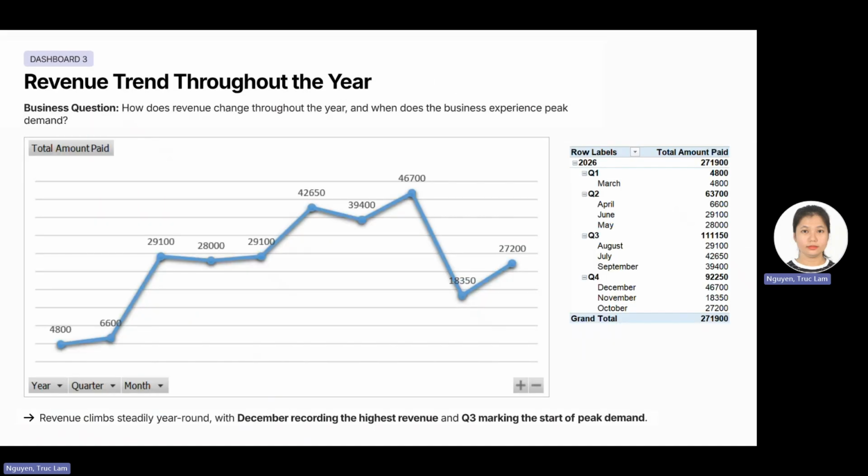And the third dashboard analyzes revenue throughout the year. We can see that instead of reacting to busy periods, the company can hire temporary staff earlier, secure popular venues in advance, and schedule marketing campaigns before the high demand season begins. So this dashboard will help them to prepare in advance.